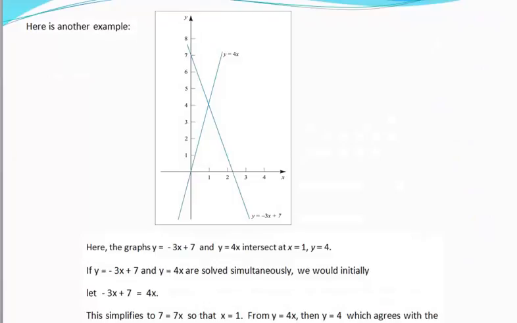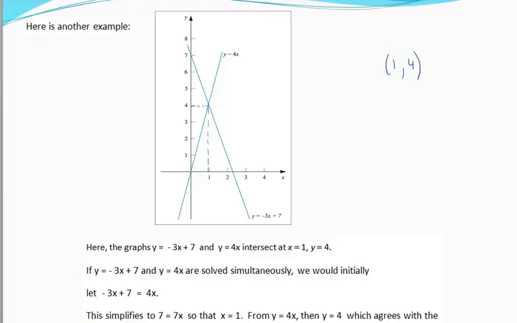So if we look at another example here, we have y is equal to 4x here, and here y is equal to negative 3x plus 7. So this is the point here where they meet. So here at 4 and 1 is where they meet. So our x is 1 and our y is 4 here.